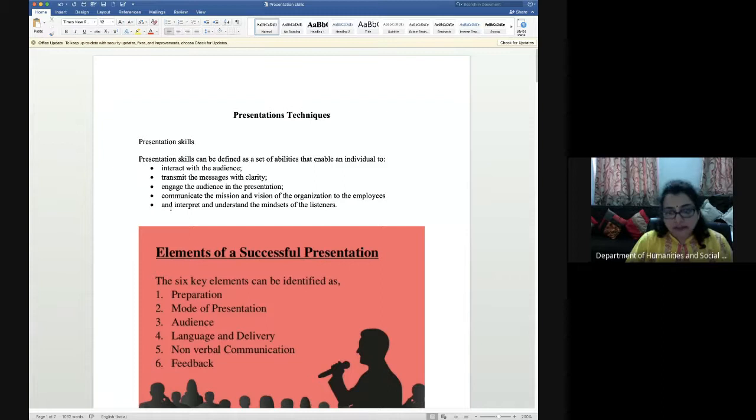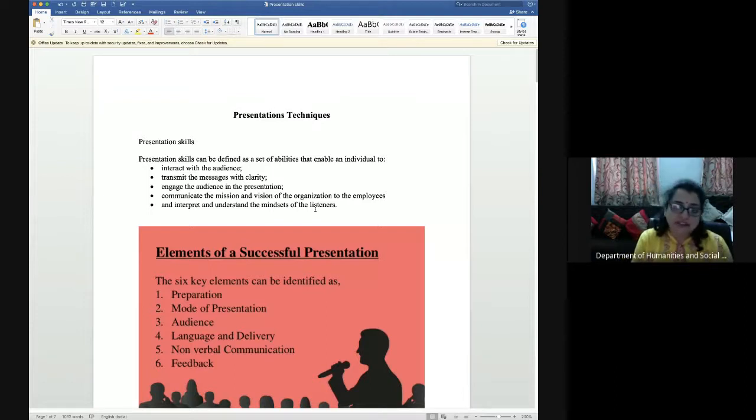In the last point, we see that you have to interpret and understand the mindset of the listeners. There could be a variety of audiences, with backgrounds from rural or urban areas. They could be educated or non-educated. The audience may be of a local type, a national type, or an international type.